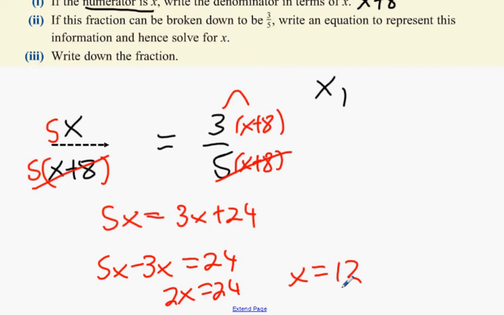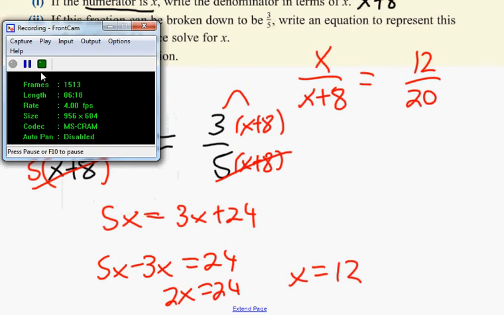Everybody right with that? Now it then asks me to write down the fraction. What did we say the fraction was again? X over x plus 8. So that's going to be 12 over 20. 12 over 20 is the same number as 3 over 5. They're the same fraction. How many people got that one now? Okay.